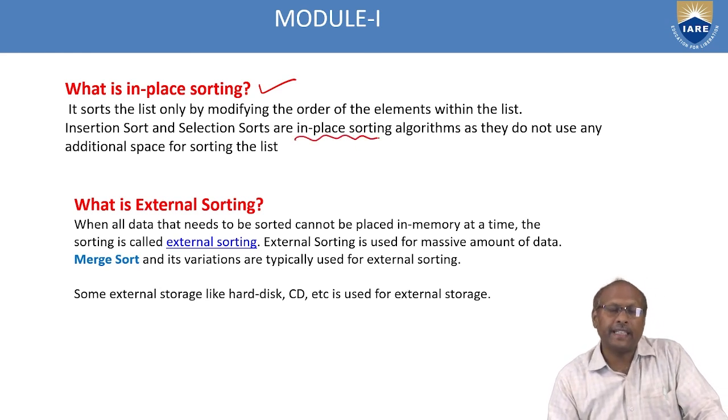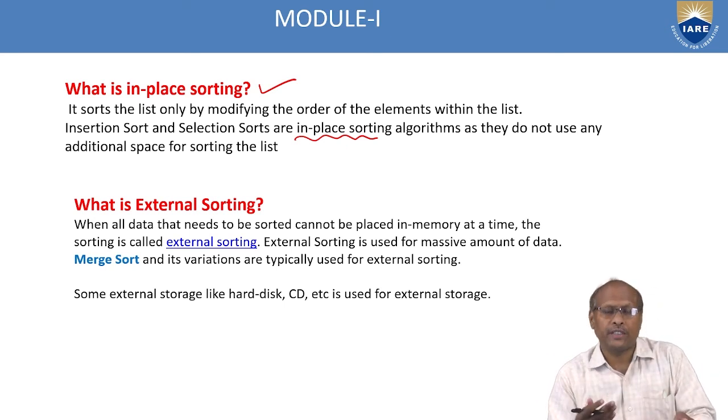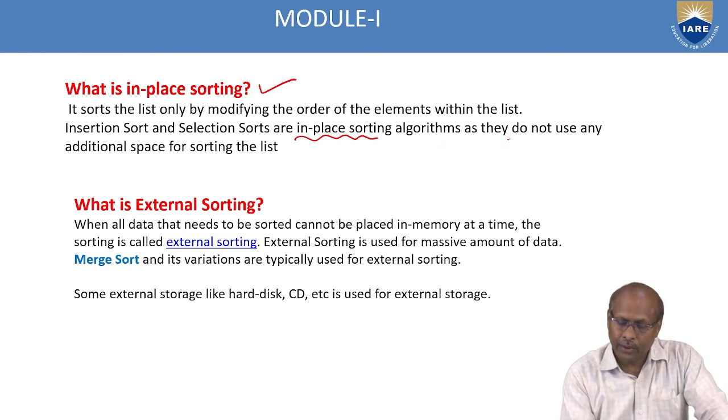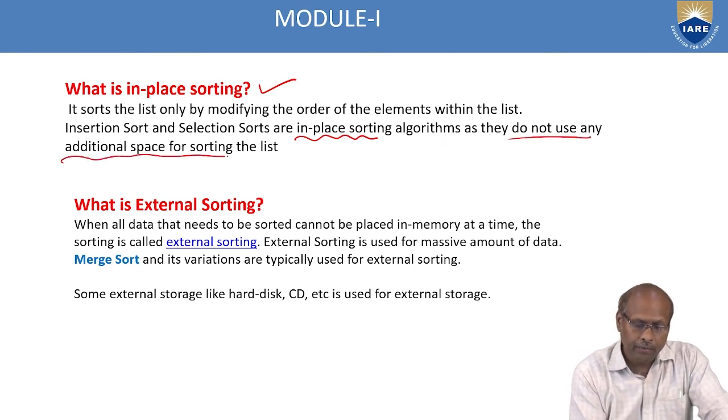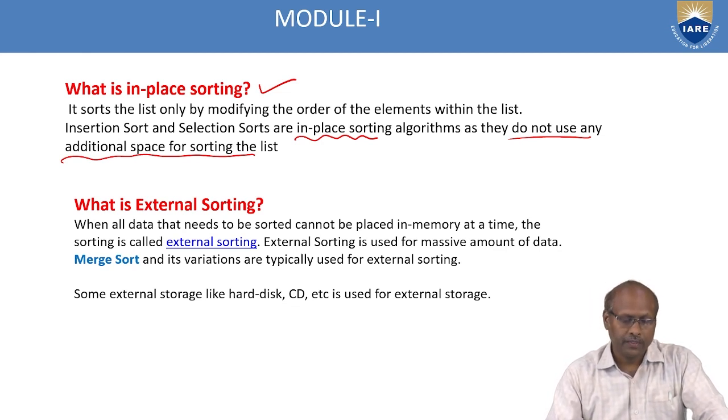It will not consume any extra memory. Whatever the memory is given, in that memory area you are able to sort it. So insertion sort and selection sort are in-place sorting, as they do not use any additional place. Whereas your bubble sort takes a temporary variable for sorting.